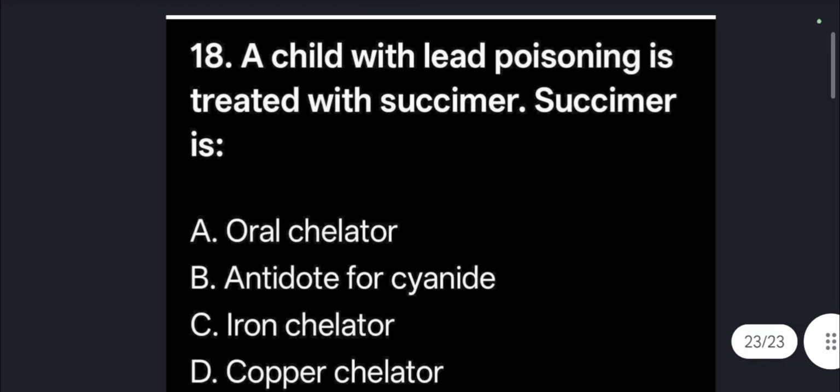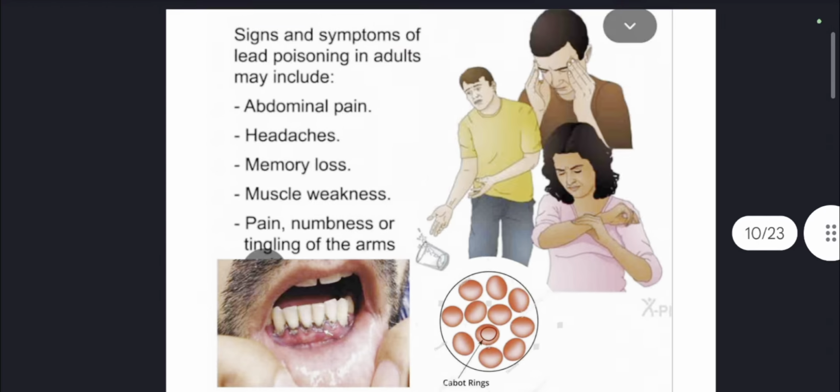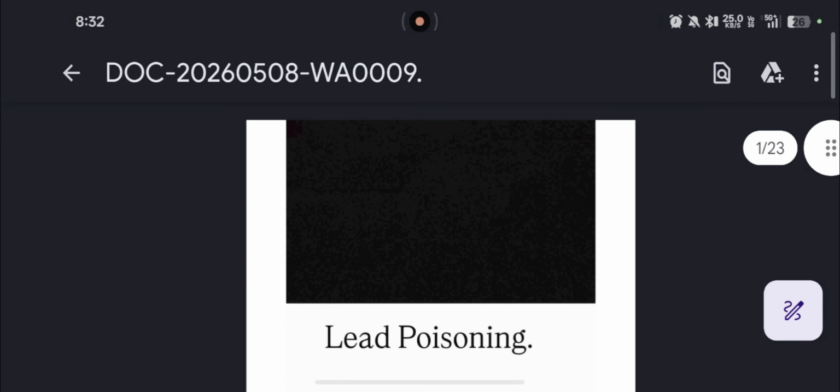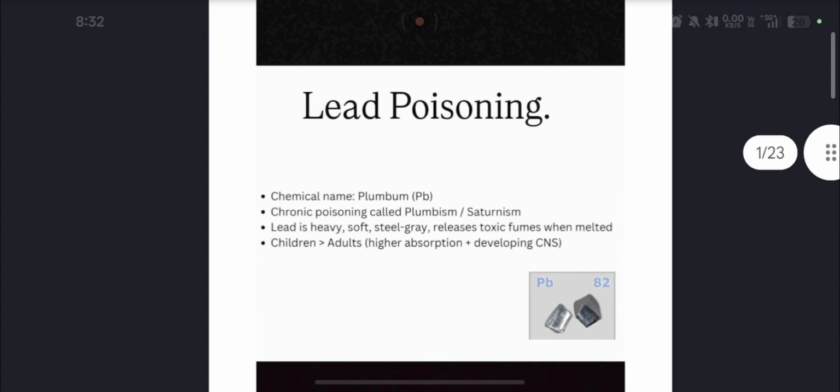So this was it. And we have successfully completed lead poisoning, and I hope you understood it. Keep learning, keep growing. Don't forget to revise lead poisoning.